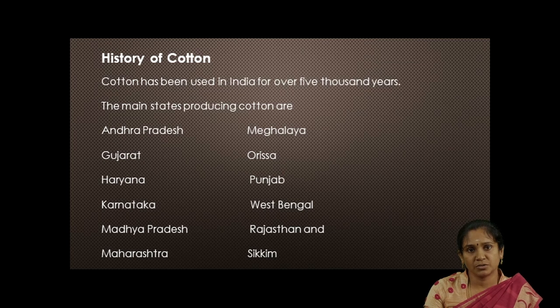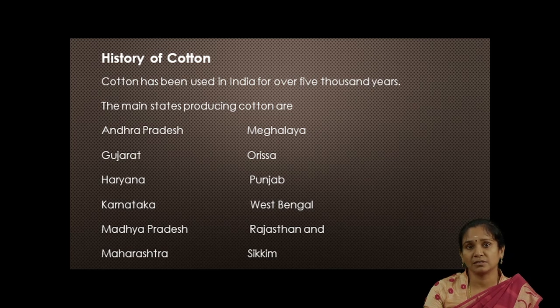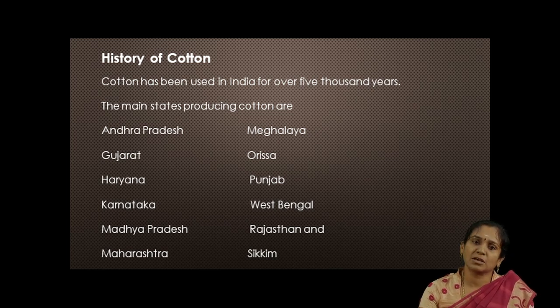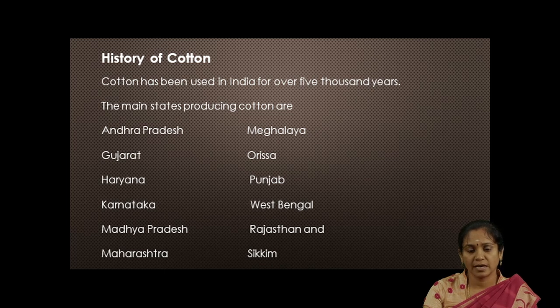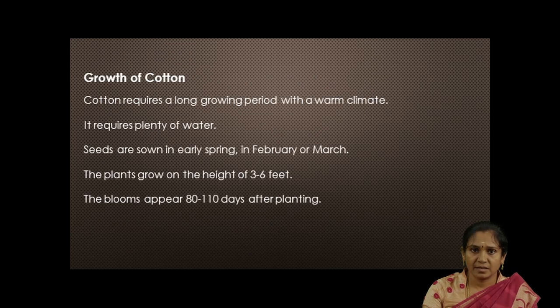Now we are going to see the history of cotton. Cotton has been used in India for more than 5,000 years. The main states producing cotton are Andhra Pradesh, Gujarat, Haryana, Karnataka, Madhya Pradesh, Maharashtra, Meghalaya, Orissa, Punjab, West Bengal, Rajasthan and Sikkim.